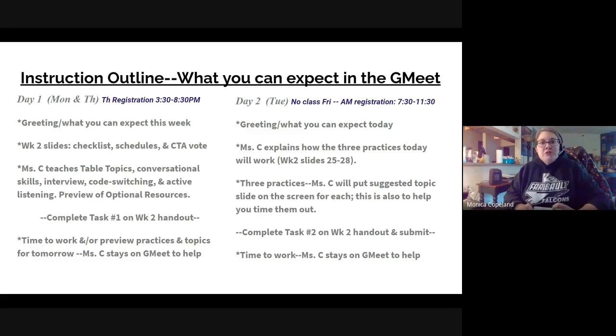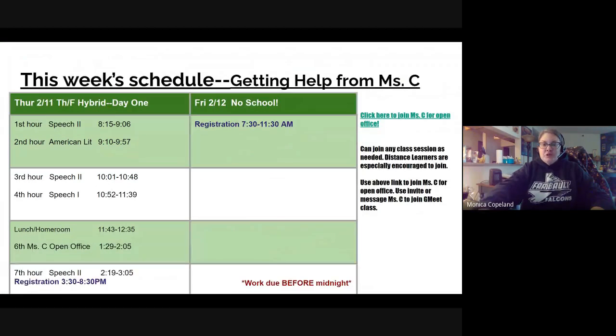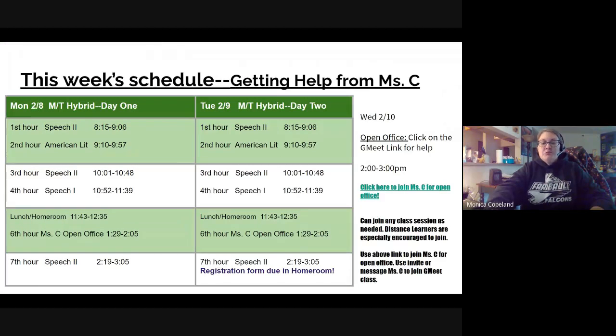As always, your week 2 work, you have one handout, just like you do every week, and that's going to be due Friday before midnight, just like always. Even though we don't have class Friday due to registration, I kept the due date the same. I don't know about you, but I like consistency. All right, so your checklist for this week. So we're going to learn about the 4 main concepts, more like 5 because of table topics. And then you're going to practice and fill out prompts on both of those things. So here's the schedule with registration due dates and what have you. So your registration form is due in homeroom tomorrow.